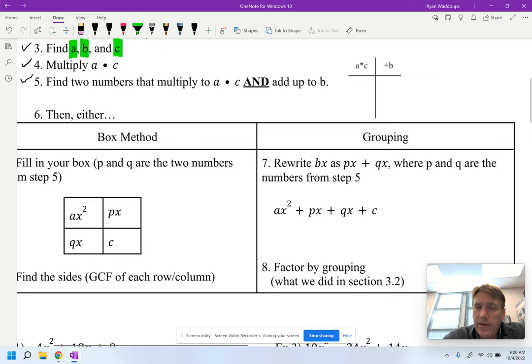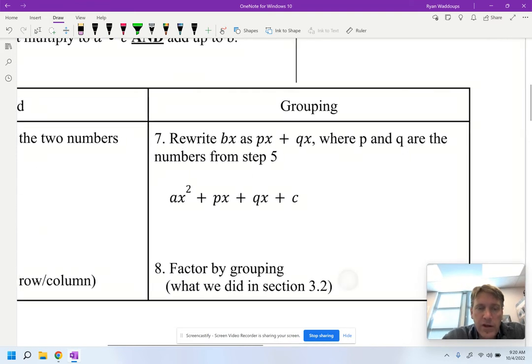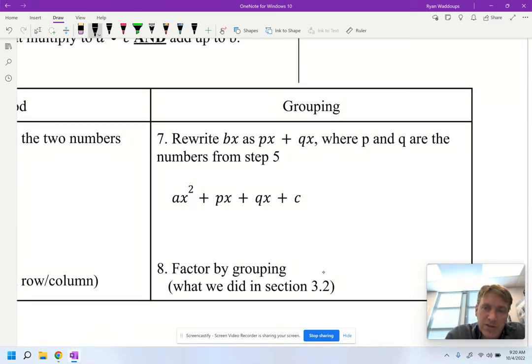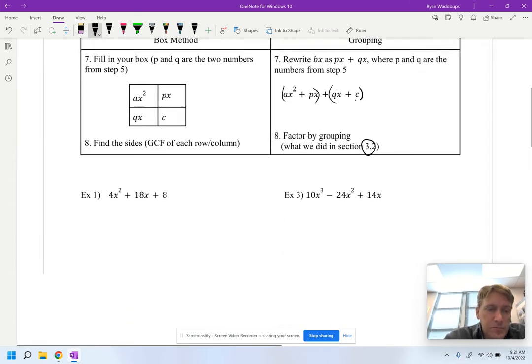All right. And then in grouping, you can rewrite bx as px plus qx. So these two are the same as your bx, your middle term, and P and Q are the numbers from step 5, so this is a different way. And then we factor by grouping like we did from lesson 3.2. Group these two together and find the GCF of each of those groups. And we'll see examples of both of these here in just a moment.